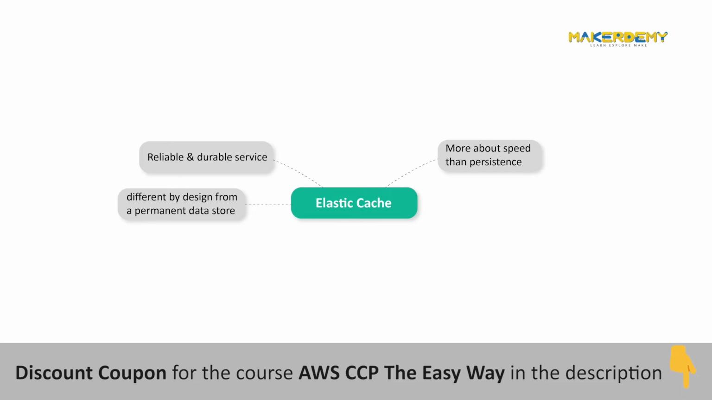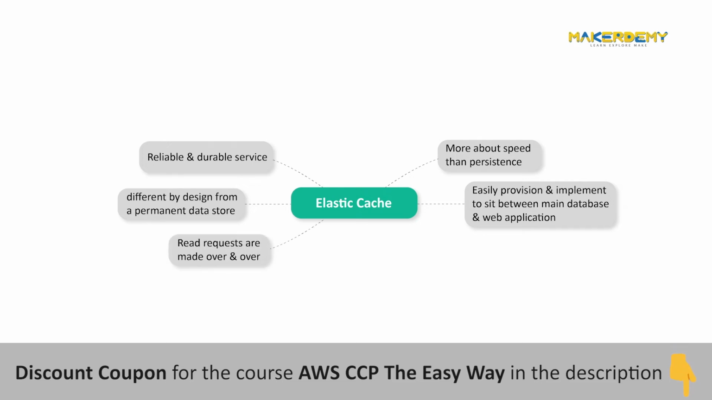Using Amazon ElastiCache, we could easily provision and implement ElastiCache to sit between our main database and our web application. Read requests that are made over and over will be stored temporarily within the ElastiCache database. ElastiCache will respond and send that frequently requested data to the web application front end, meaning our main database does not receive so many requests.